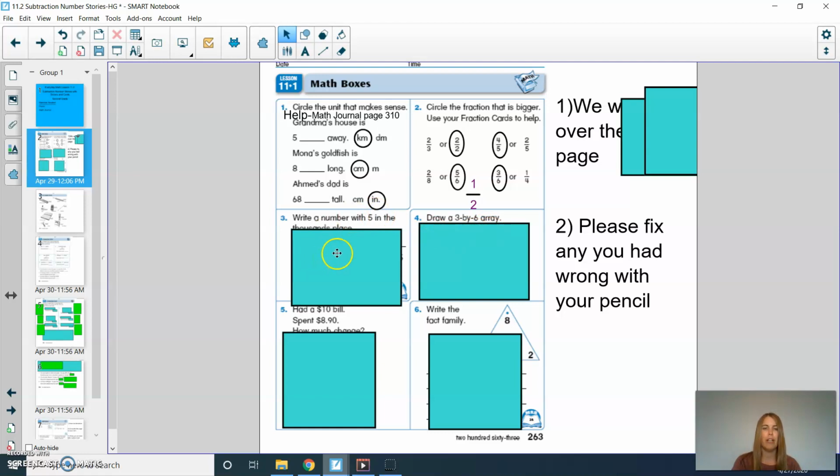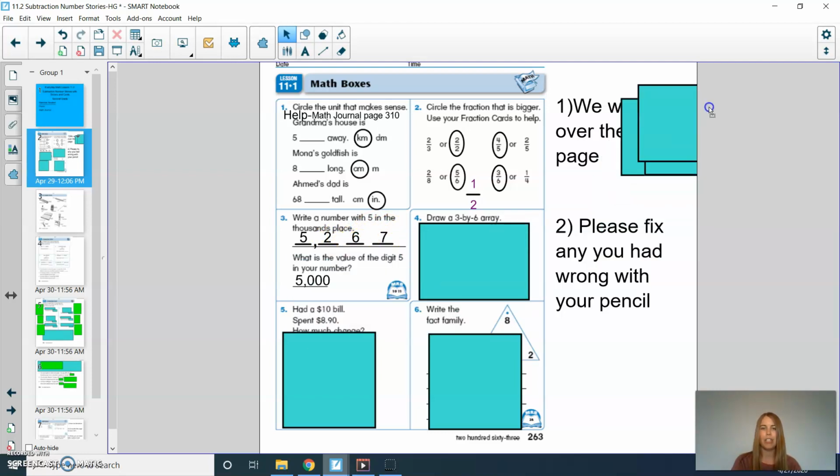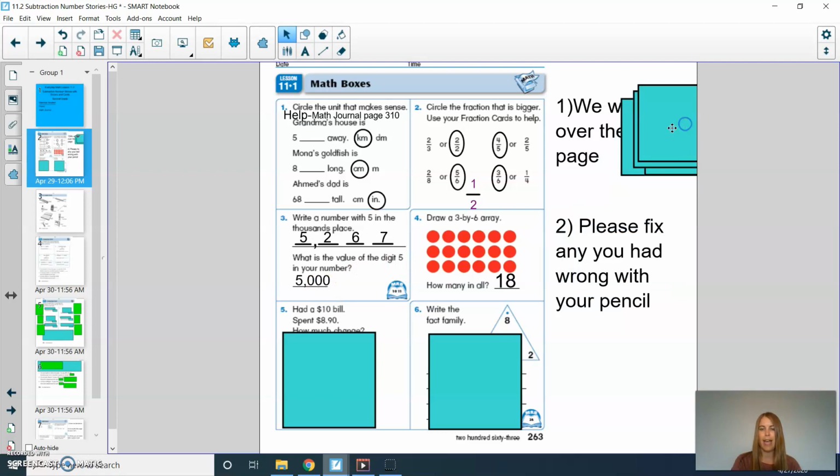For question number 3, write a number with a 5 in the thousands place. Now there's lots of possible answers. You just need to make sure that you have a 5 in your front spot right here. The digits in the hundreds, tens, and ones place could be something completely different. And then what is the value of the 5 in your number? You should have 5,000. Draw a 3 by 6 array, and you can see that we have a total of 18 because 3 times 6 is equal to 18.